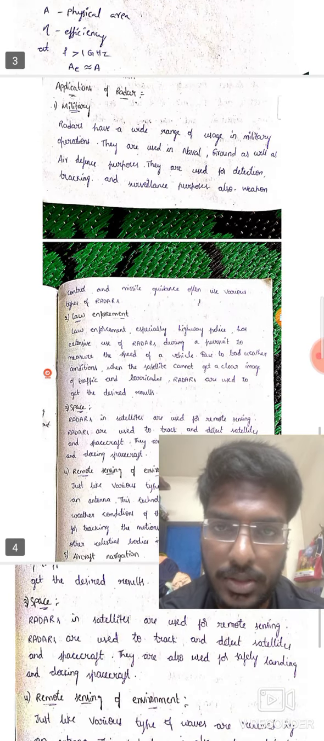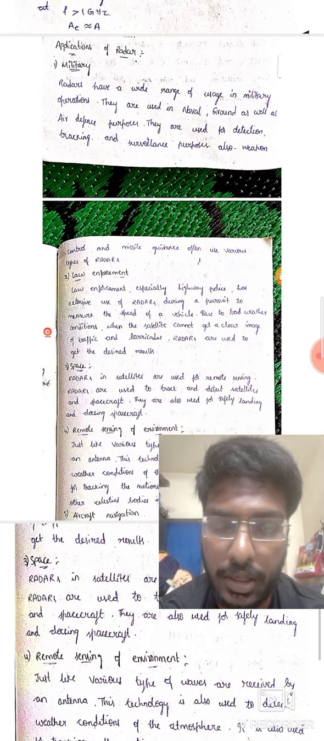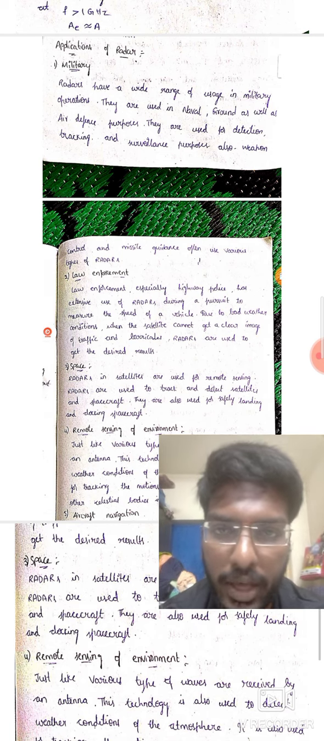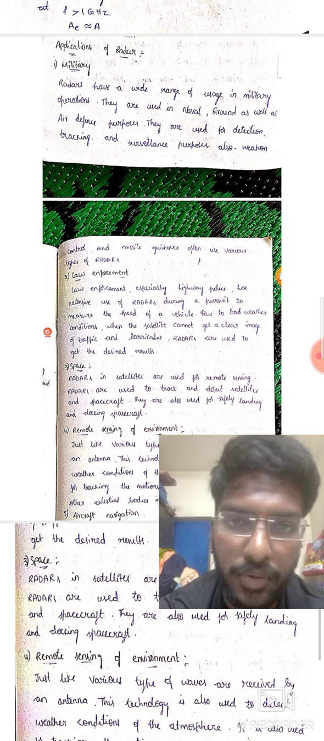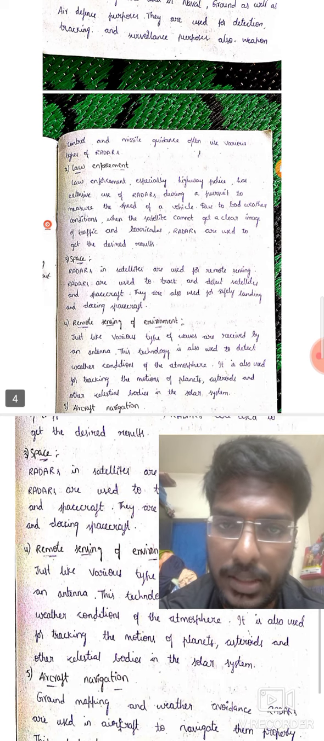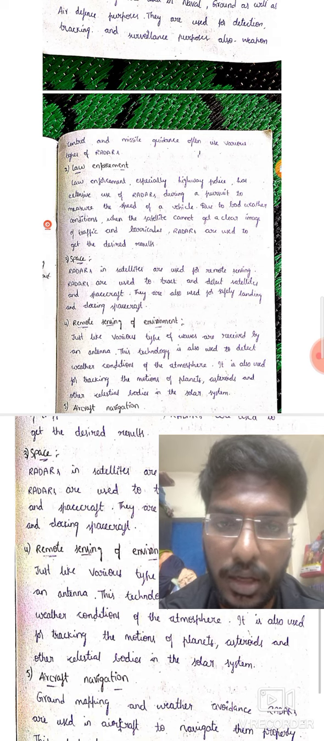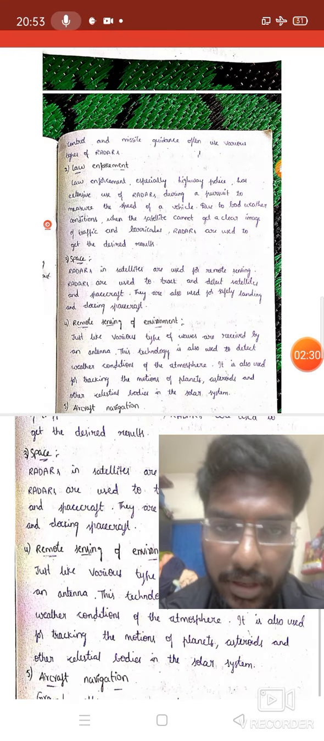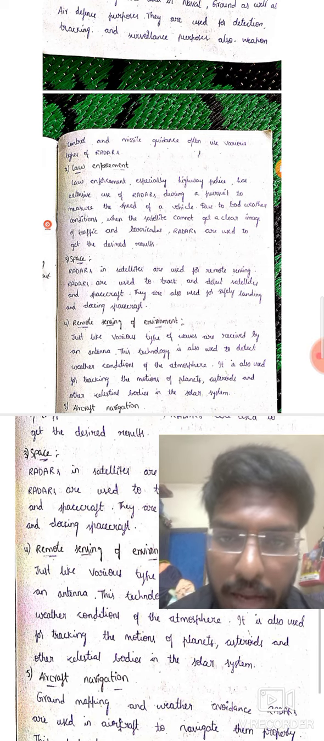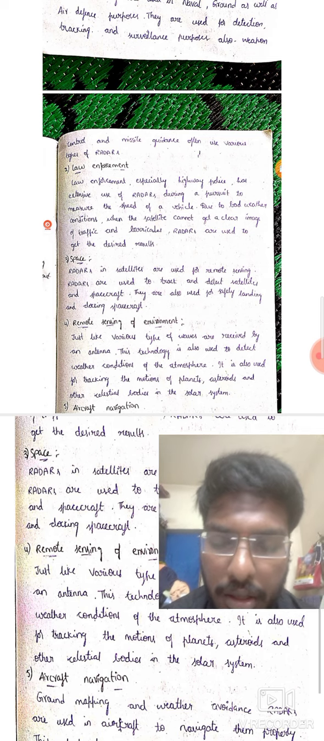Coming to the applications of radar, there are so many applications. In the military, radars are used for naval, ground, as well as air defense and so on. They are used for tracking and surveillance of weapons and for law enforcement. Law enforcement is especially highway police, who use it during a pursuit to calculate the speed of the vehicle. In bad weather conditions, when a satellite cannot get the image of traffic, radars are used to get the results.